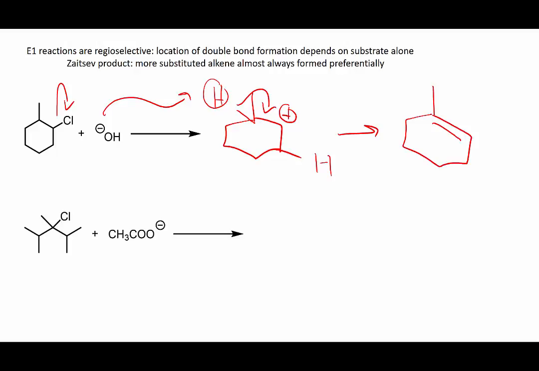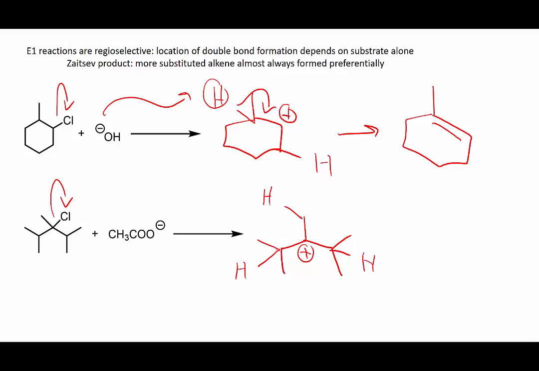Another example, if we have this example from the text, again, we're going to lose our leaving group first and generate a carbocation. It will look like this. There are three beta sites here, two identical sites on the left and the right, and then one on the top. If we remove the hydrogen from the top, we're only going to have a di-substituted alkene. But if we remove one of the hydrogens from the left or the right, the alkene will be more substituted. So we're going to form that product preferentially.